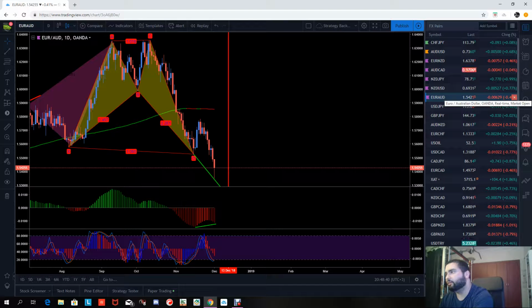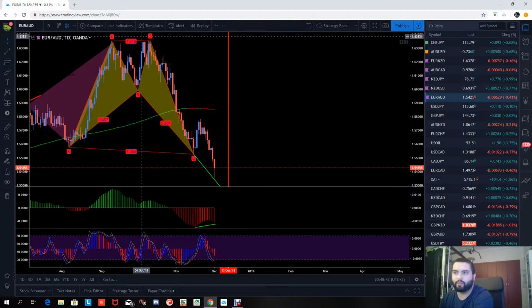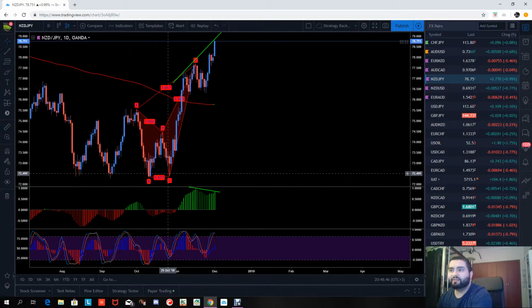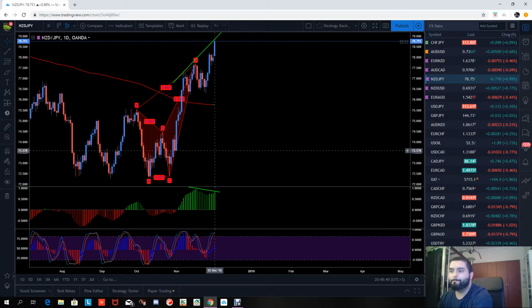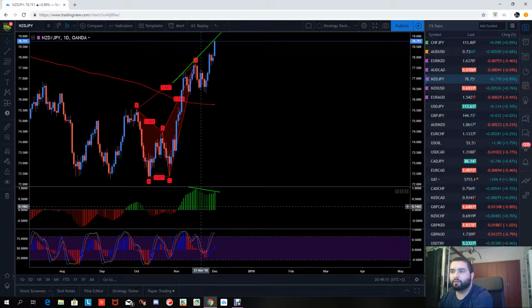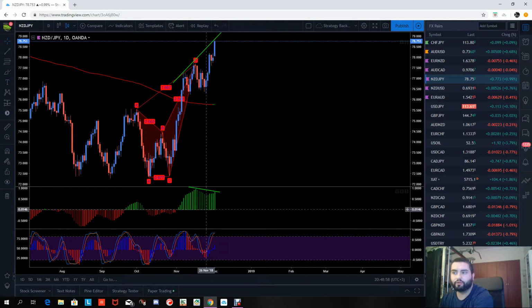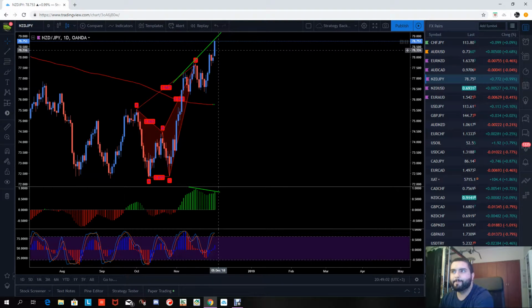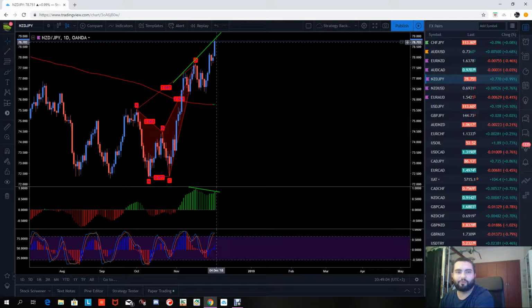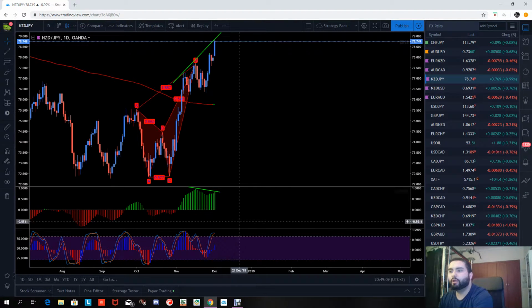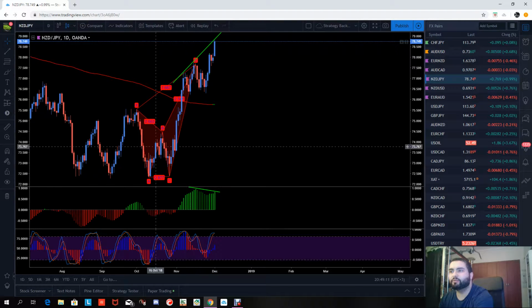Euro AUD is not a good one to look for because the harmonic pattern doesn't make sense here. We've got the NZD JPY. It looks like another divergence is happening here. Higher highs on the chart, and lower highs on the MACD. As you can see, this is not quite a reversal bar, so not looking for entry anytime soon. But like I said, this is something to keep an eye on.